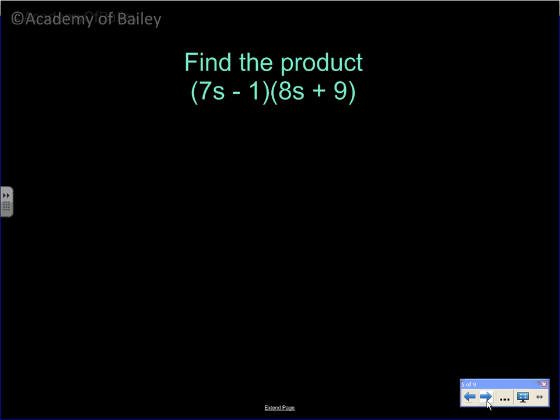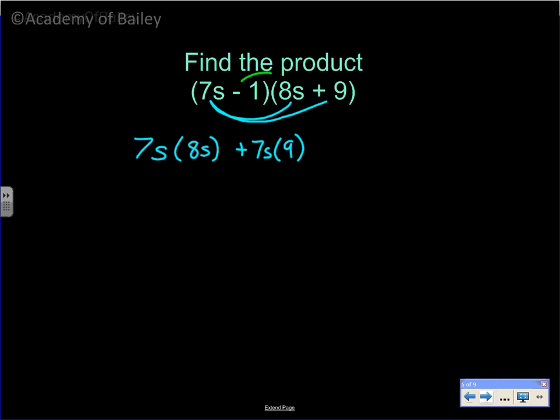This example says find the product. Go ahead and multiply these out. Well, let's look here. To find the product, we're going to take 7s and multiply it by everything inside the second parentheses. It's a positive 7s, and we're multiplying it by 9.